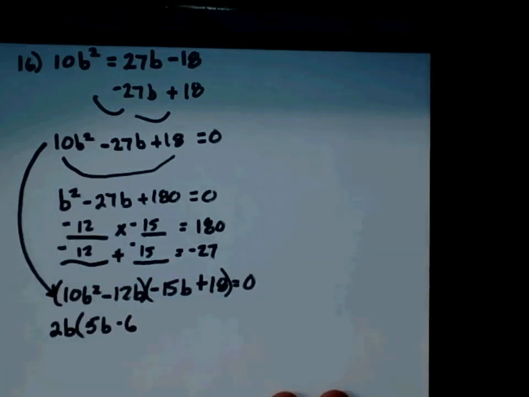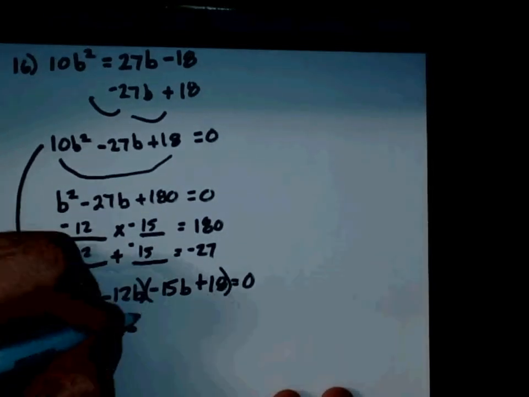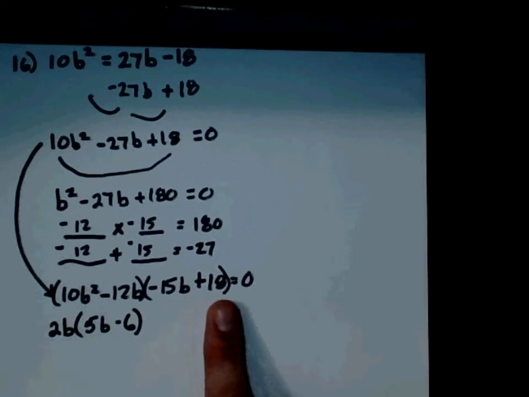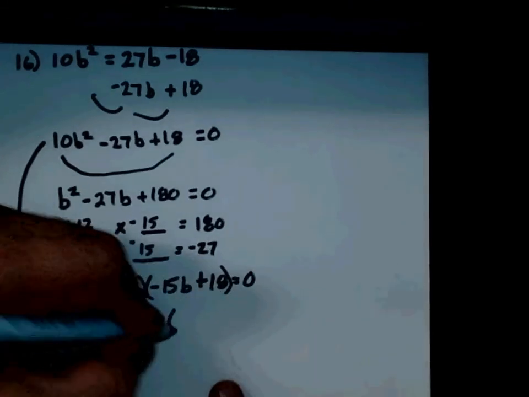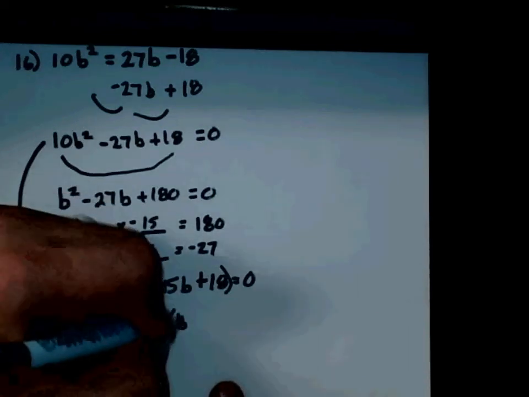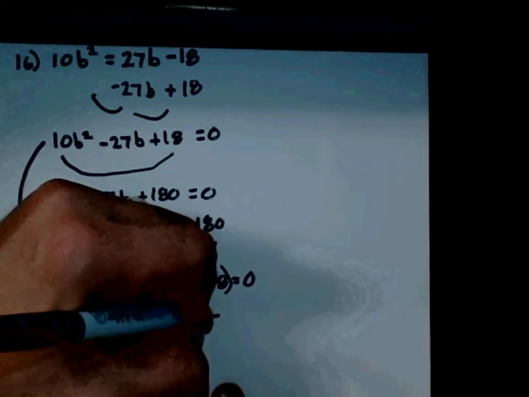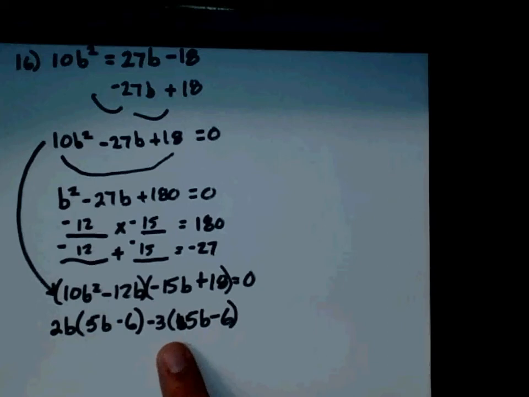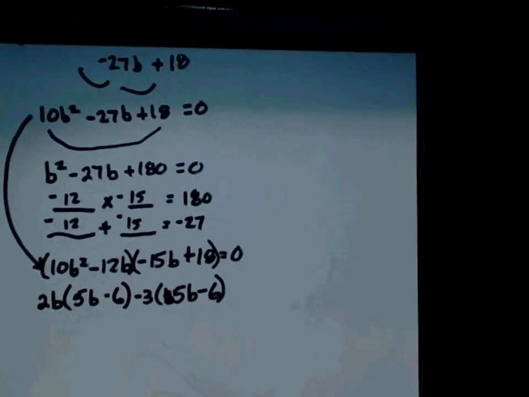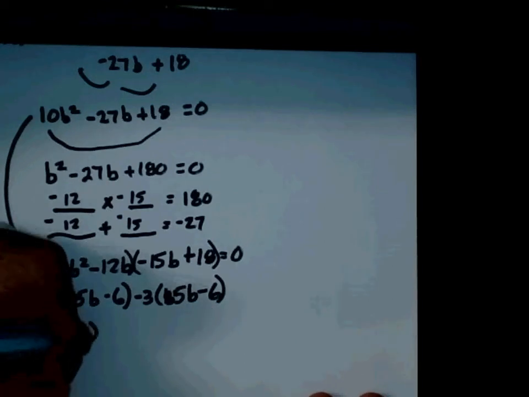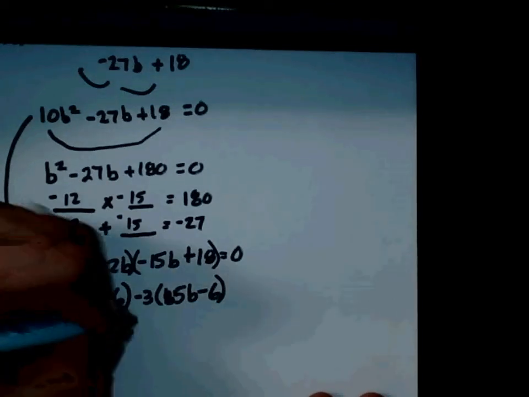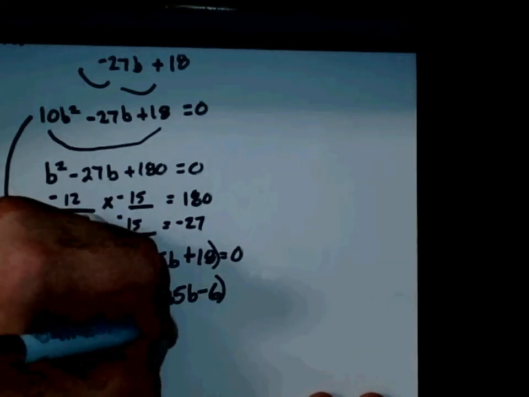minus 6. What do I pull out of 15 and 18? Negative 3, because I need it to be 5b minus 6. They're the same thing, correct? And so now I have my factors of 2b minus 3 and 5b minus 6.